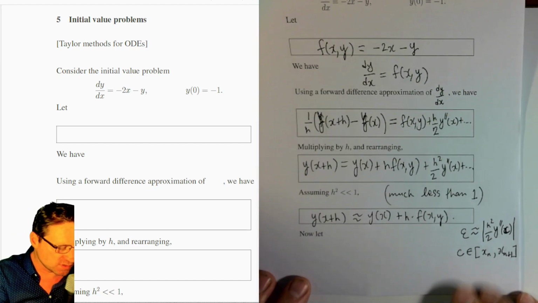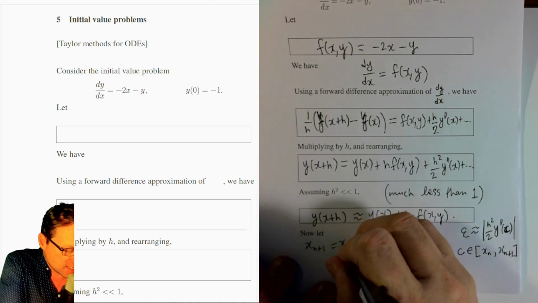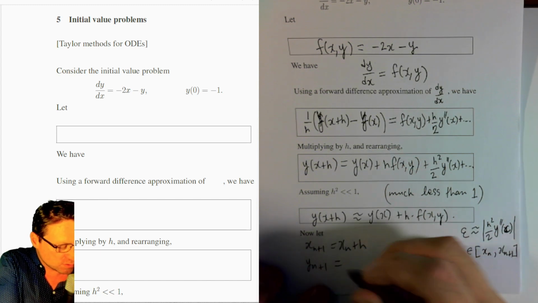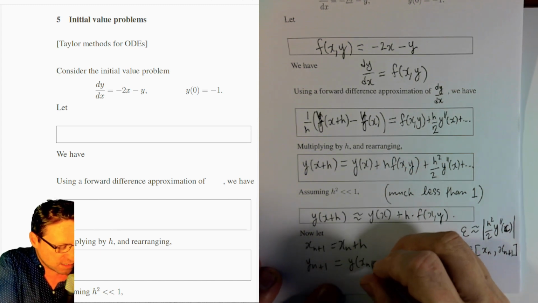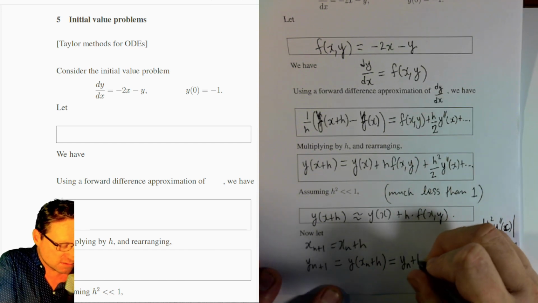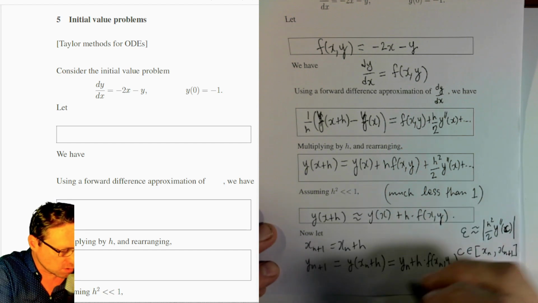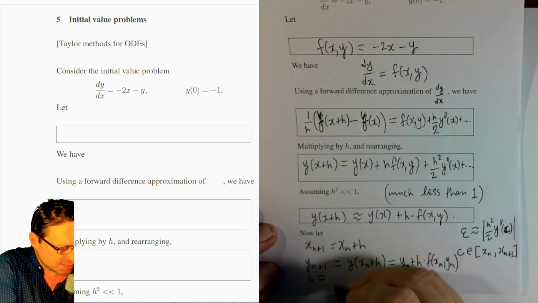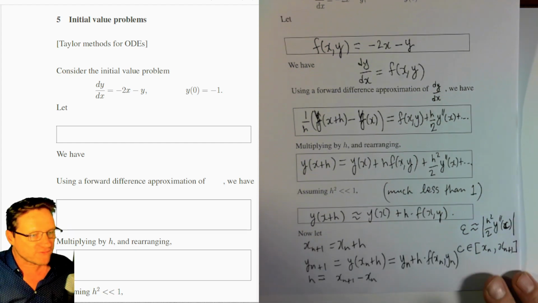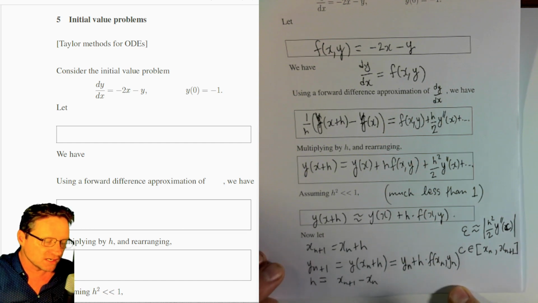So now what we should do is let xn+1 be equal to xn plus h, and let yn+1 be equal to y(xn+h), which in our case is yn plus h times f(xn, yn). All right, so from this, the step size h is the difference, so we just have xn+1 minus xn, and there we have it. So Euler's method is to implement this sequence on an initial value problem.